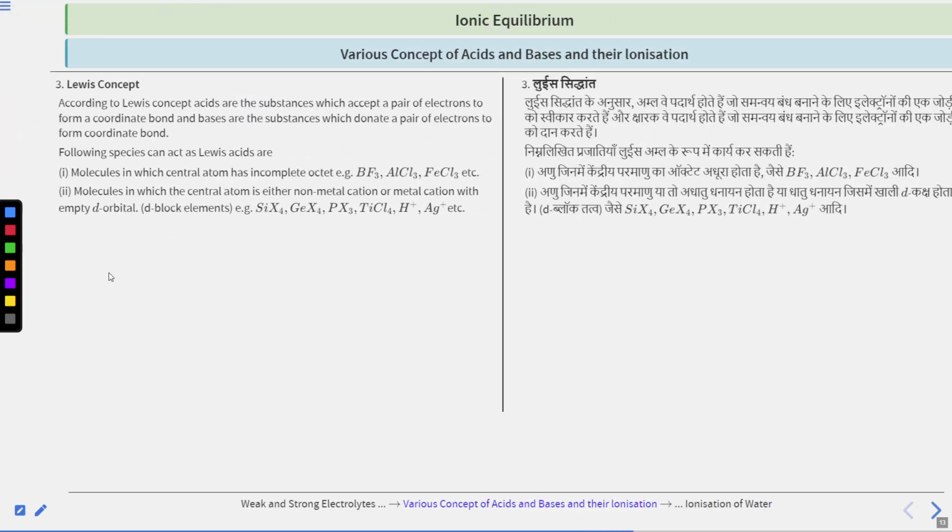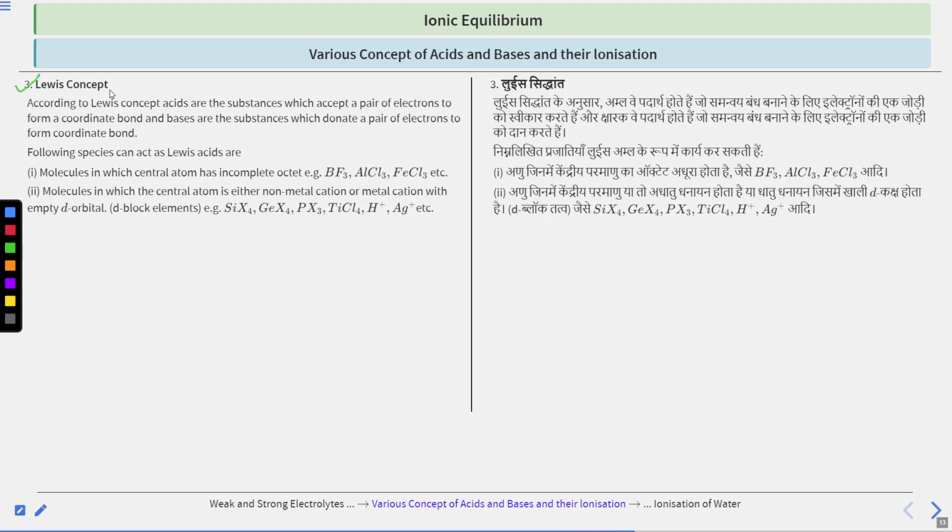Okay, now let's see the third concept, that is the Lewis concept. So according to this concept, acids are the substances which accept a pair of electrons to form a coordinate bond, and bases are the substances which donate a pair of electrons to form a coordinate bond. Okay, so the Lewis concept talks about donating and accepting a pair of electrons by an acid or a base.